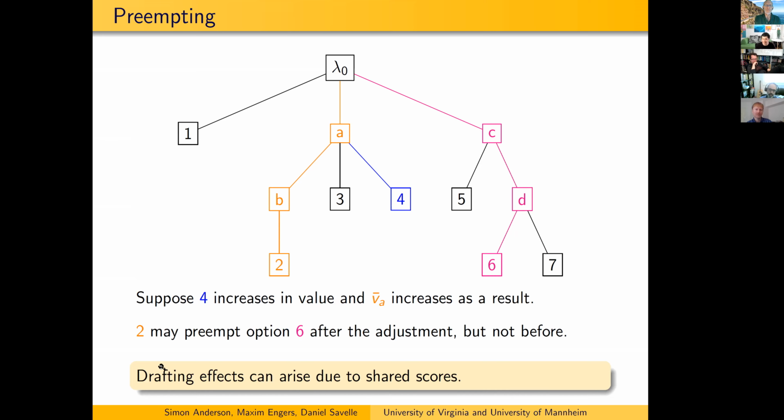So to formalize this, suppose 4 increases in value. I'm being vague about what that means. And as a result, the score increases, right? So 2 becomes better, searching towards B becomes better, searching A becomes better in terms of expected improvement. 2 may now preempt 6, and that could mean now that 2 is selected where 2 was not selected prior. So something good for 2 might also be good for 4. And that's the key.